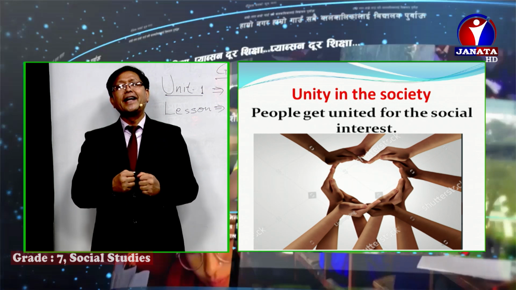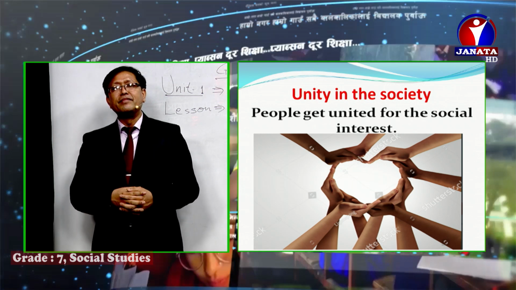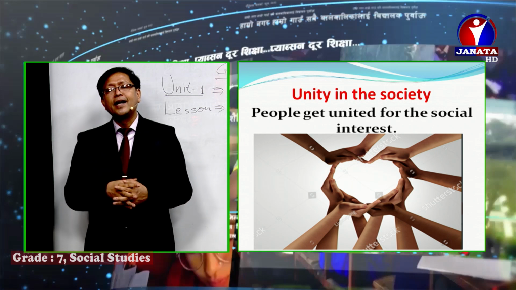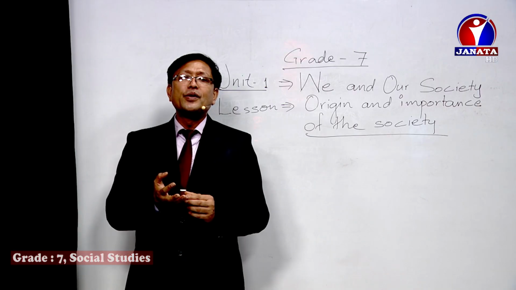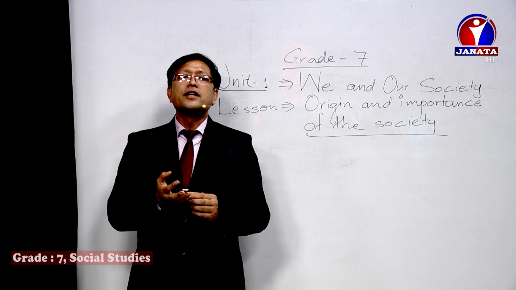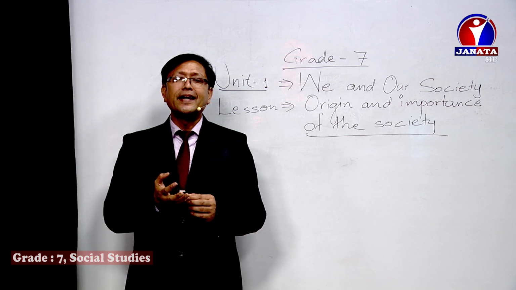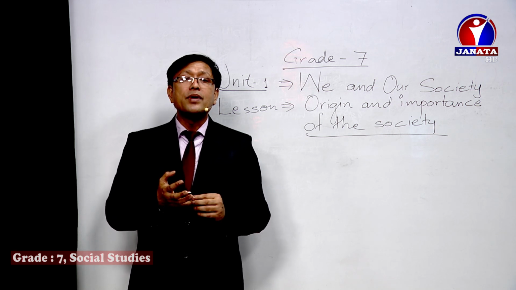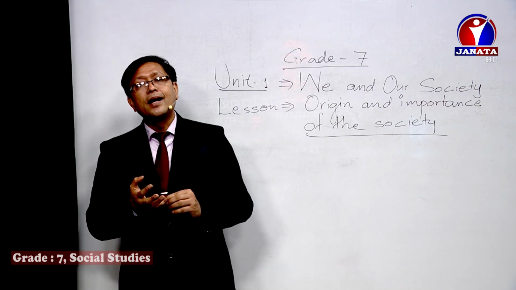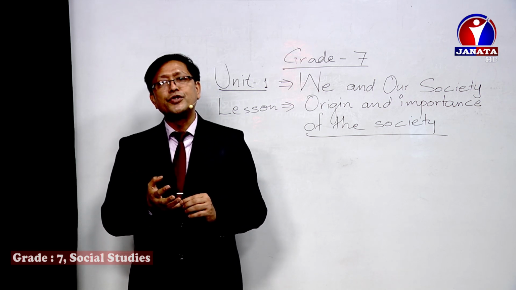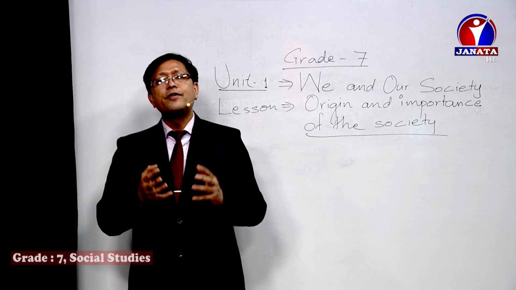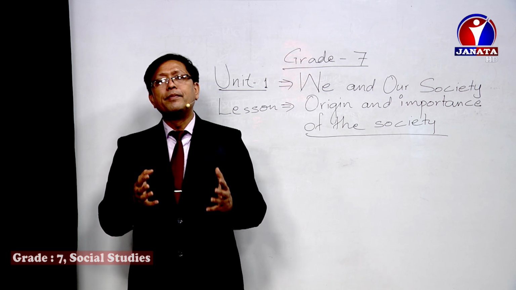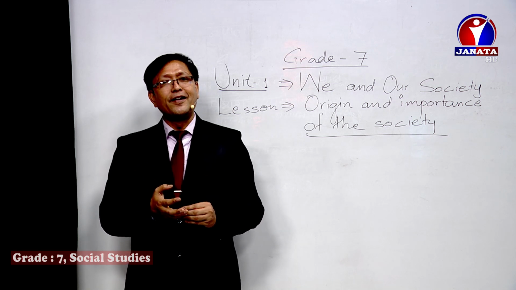They join hands together for the common interest. For example, what is common interest? Suppose the construction of a school is going on, and the school is public property. The school is the common purpose of the society members. So everyone has to join hands together. For that purpose, people remain in society.